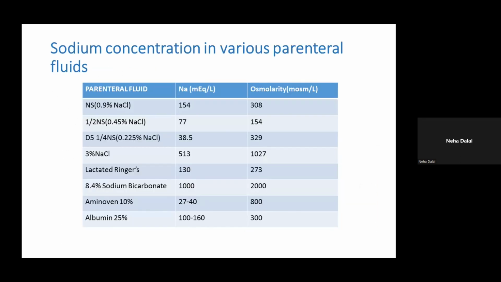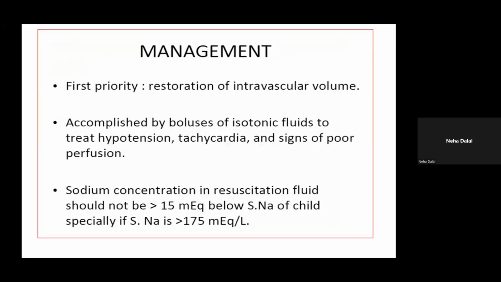Before learning about the management and treatment, let's have an overview of the sodium content of the various IV fluids that we use day in and day out in ICUs. The sodium content of NS is 154, half NS is 77, and one-fourth NS is 38. The soda bicarb that we use in preterm babies contains a much higher sodium value, at 1000 milliequivalents per liter. It is highly osmolar, with an osmolarity of 2000 milliosmoles.